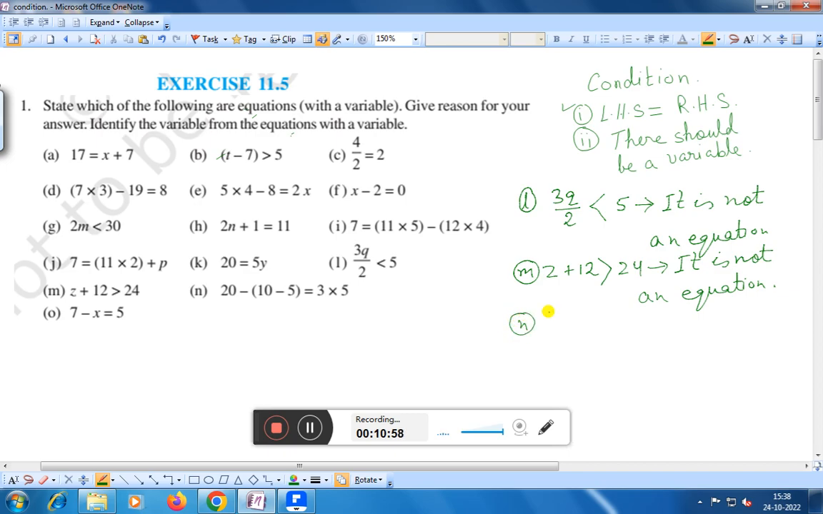N. Question number N is 20 minus 10 minus 5 is equal to 3 into 5. Here in this case, left hand side is equal to right hand side, but there is no variable. Therefore, it is not an equation.